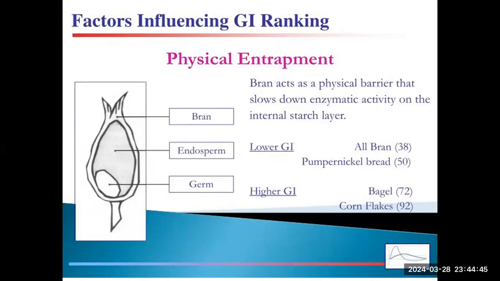Bran, as I pointed out, acts as a physical barrier that slows down enzymatic activity on the internal starch, because the enzyme has to enter to digest the internal starch. So it gives you a lower glycemic index. All-bran is about 38%. Then another kind of food, pumpernickel bread, gives you 50%. A higher GI is given by a bagel, and cornflakes about 92%.